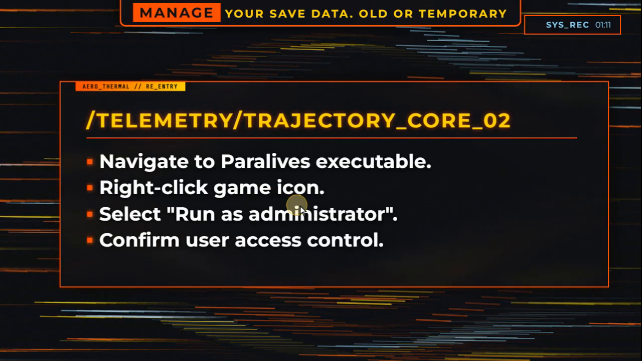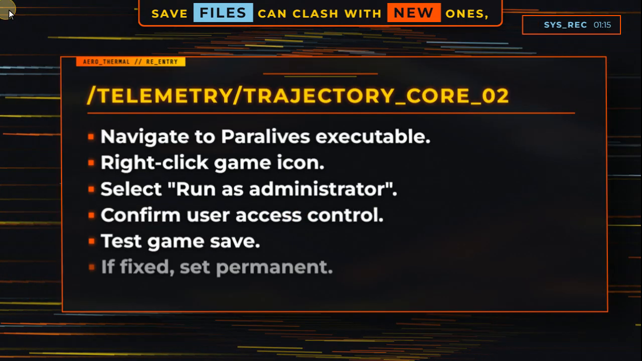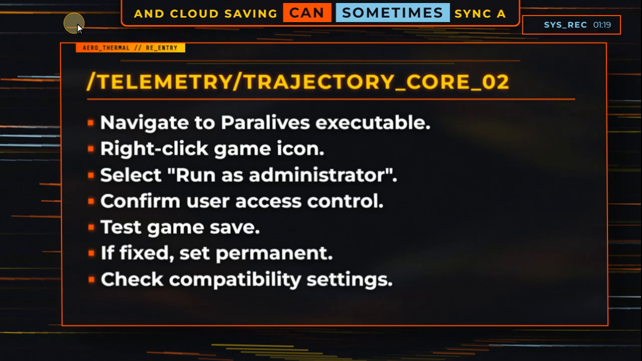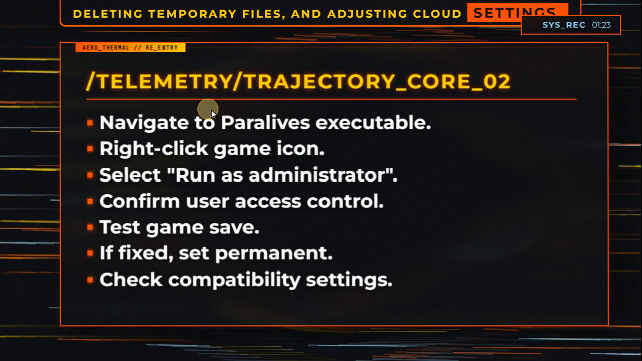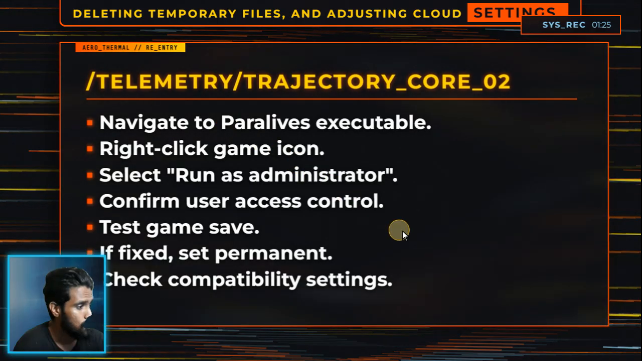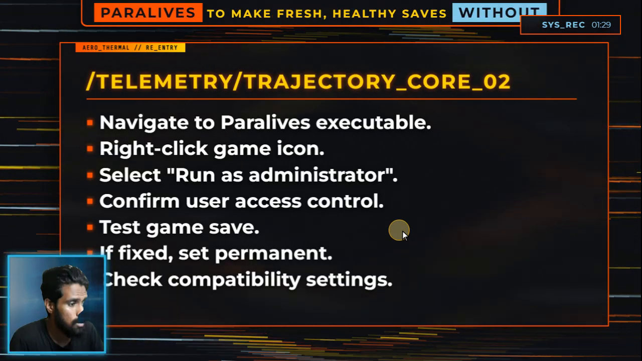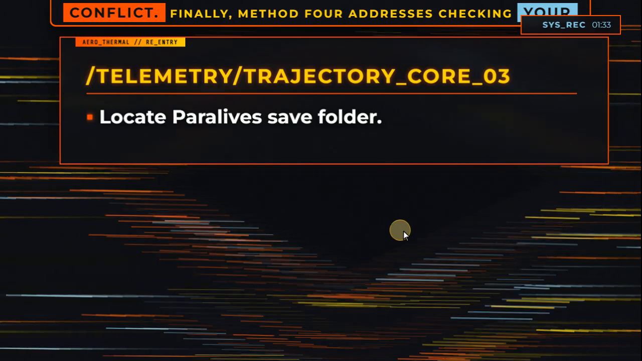Third, method 3 guides you to manage your save data. Old or temporary save files can clash with new ones, and cloud saving can sometimes sync a broken version. By backing up your saves, deleting temporary files, and adjusting cloud settings, you create a clean environment. This allows Paralives to make fresh, healthy saves without conflict.